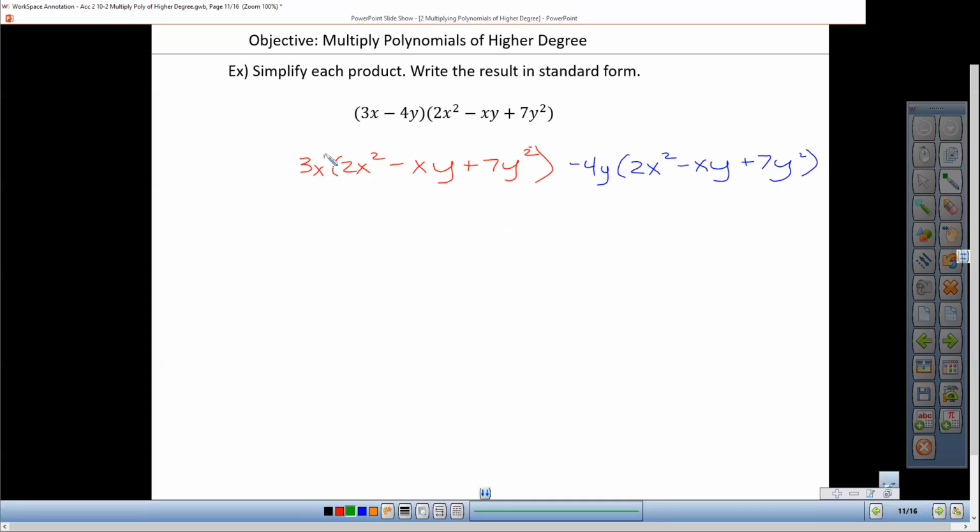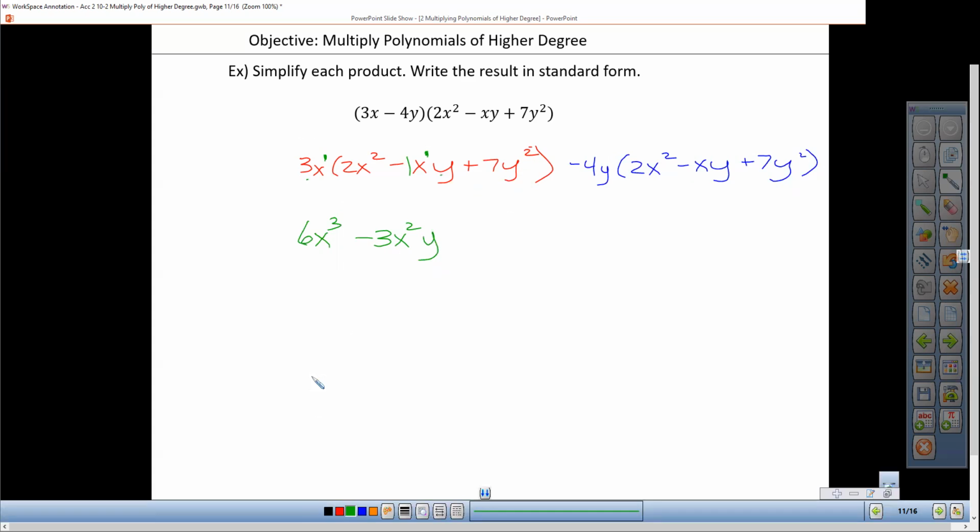So again, now I have to pay attention here to whether the variables are the same also. So here they're both powers of x, so I do combine adding exponents. So this is going to give me 6x to the third power. When I take the 3x times the negative xy, I'm adding the exponents on the x's. So this is going to give me 3 times negative 1, which is negative 3. X times x would be x squared times this y.